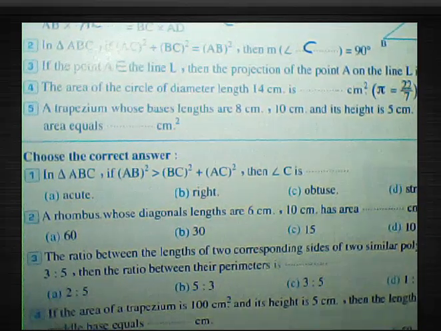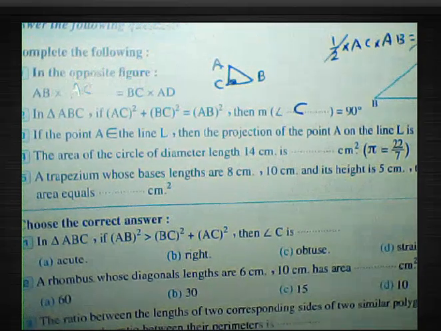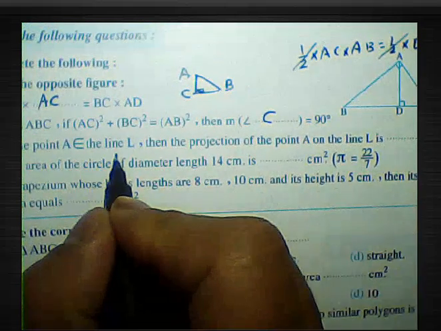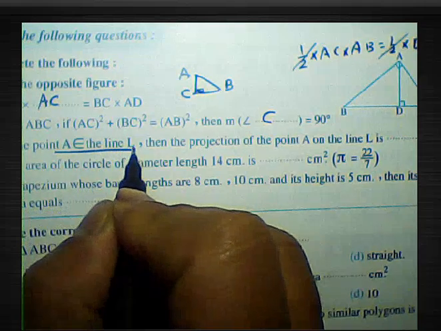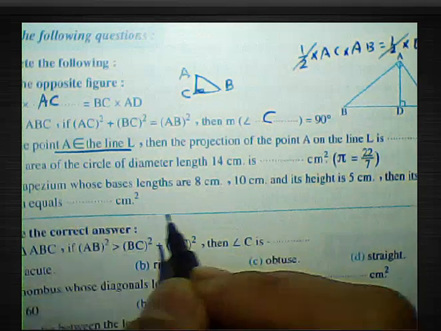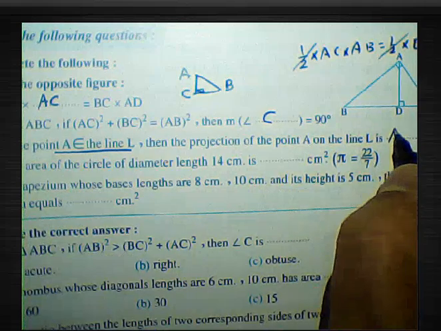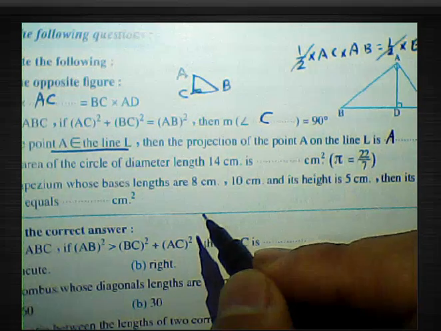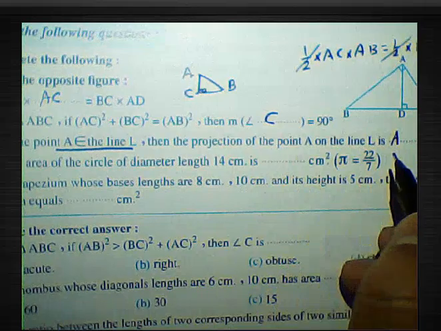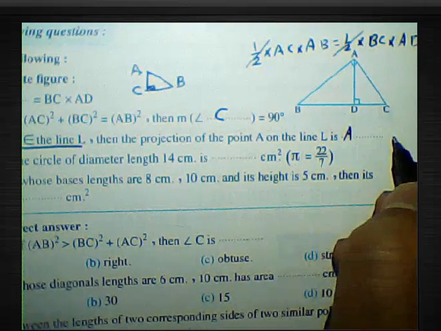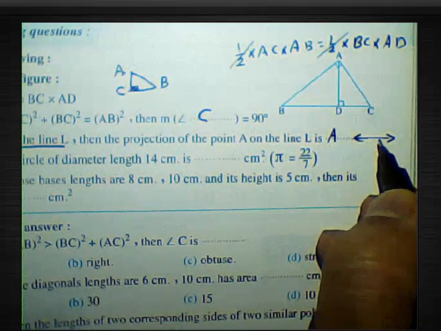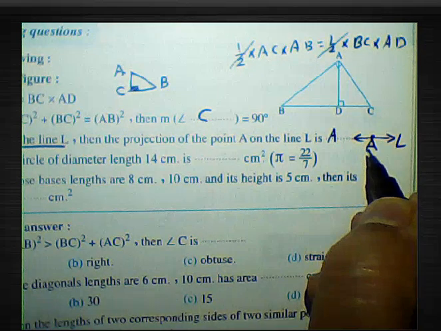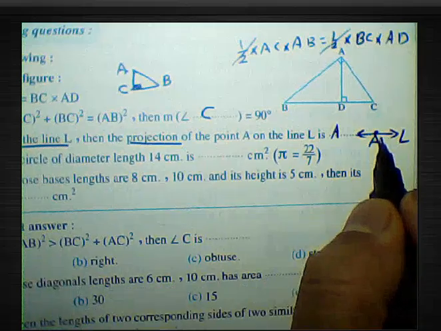Question number 3. If the point A belongs to the line L, then the projection of the point A on the line L equals what? A point lying in or belonging to a line L. The projection of A will be A, because it belongs to the line L. Look here, we have a straight line L, and the point A lies on the straight line. Then the projection of the point A will be itself, equal A.